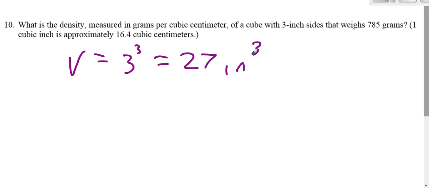So to try to find the density in grams per cubic centimeter, we know that the cube has 3-inch sides. So we're going to take those 3-inch sides and find the volume of the cube. So if it's a cube, it's 3 by 3 by 3. The volume formula is S cubed. We just do 3 times 3 times 3. 27 cubic inches.